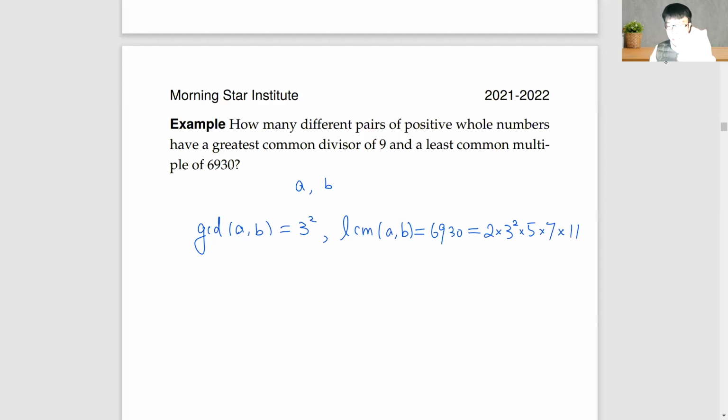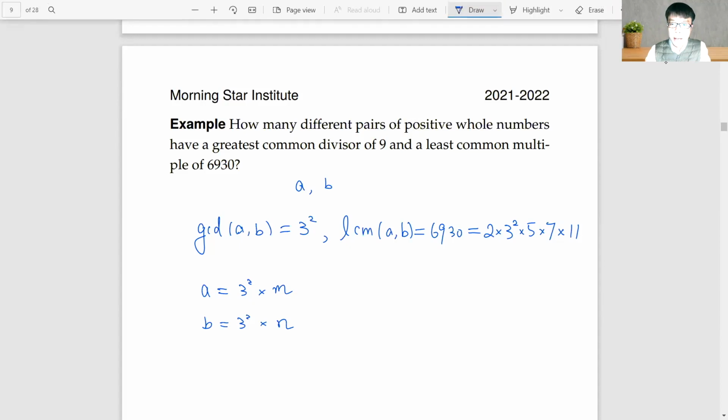Now A and B have GCD equals 3 squared. That means both A and B have 9. So we can have maybe A equals 3 squared times some other part, let me call it M, and B equals also 3 squared times some other part, N. And these two parts M and N will have no more common factor larger than 1. But their LCM also has some other factors like 2, like 5, like 7, like 11.